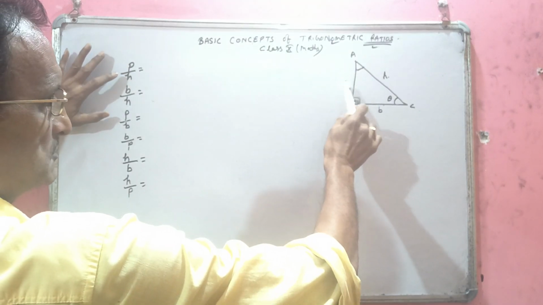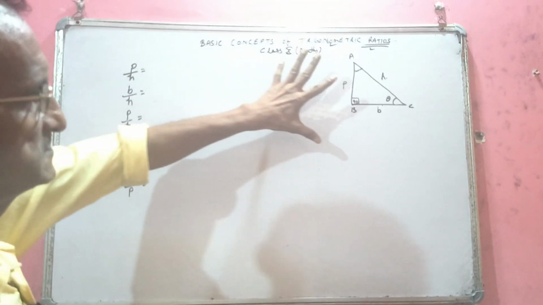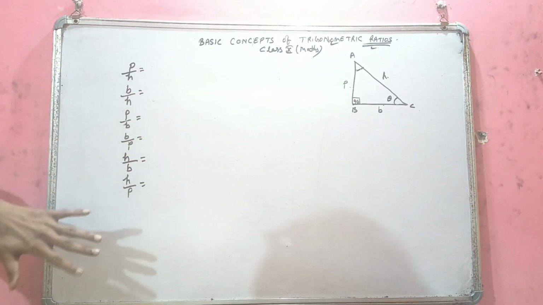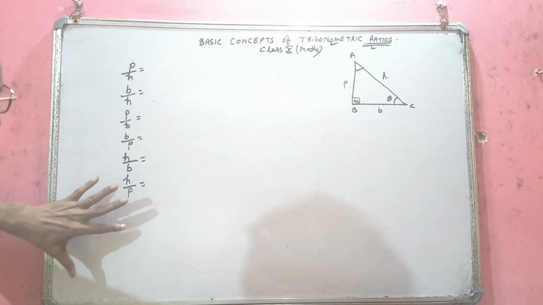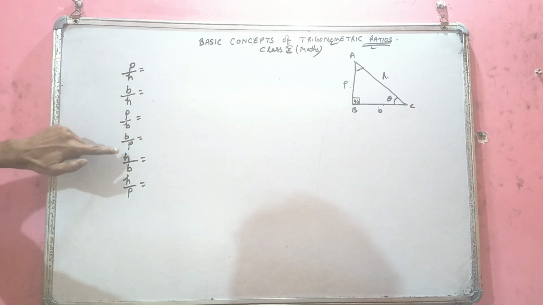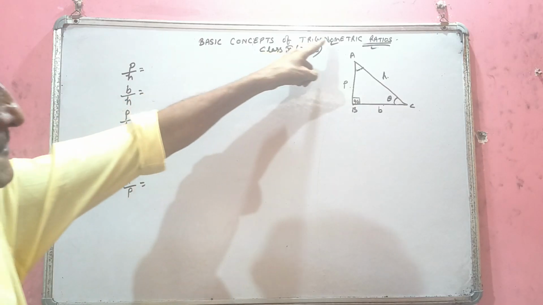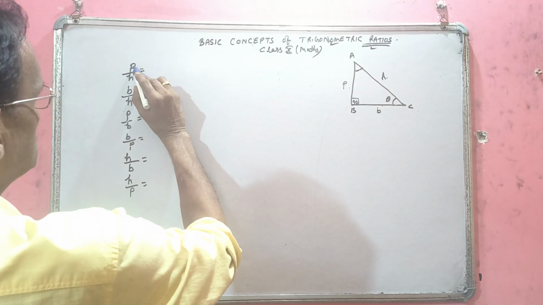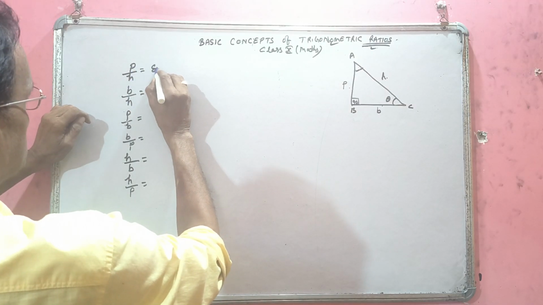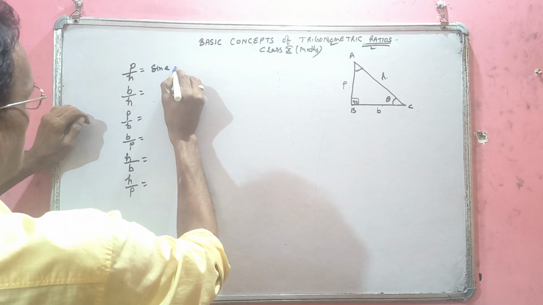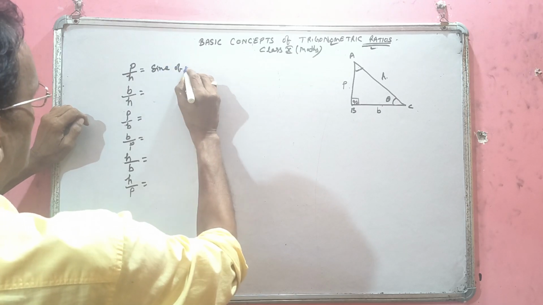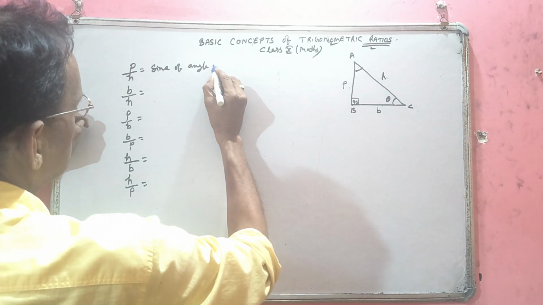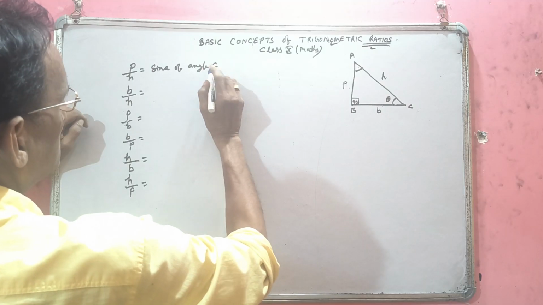So the ratios of these three sides of the right triangle ABC can be expressed in 6 different ways. Understood? So these 6 ratios, 1, 2, 3, 4, 5, 6, are called trigonometric ratios. And each has a name. The ratio of the opposite side to the hypotenuse is called sine, spelling S-I-N-E, sine of angle C. You can write angle C also.